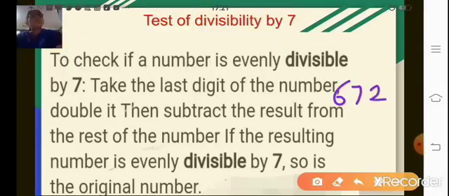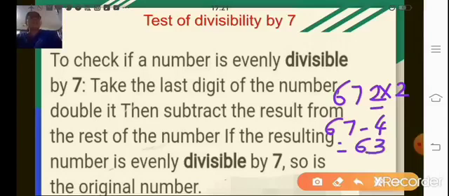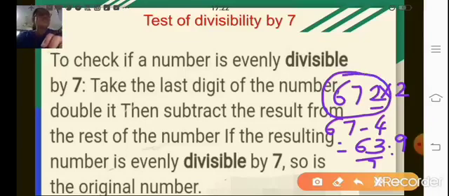Now which is the last number here? The last number is 2. Now this 2, if I double it, I multiply it by 2, this becomes 4. So what I'll do is 67 minus 4, that is 63. Now 63, when you divide it by 7, will give you the answer as 9. Correct? That means when 63 is divisible by 7, this number 672 is also divisible by 7.